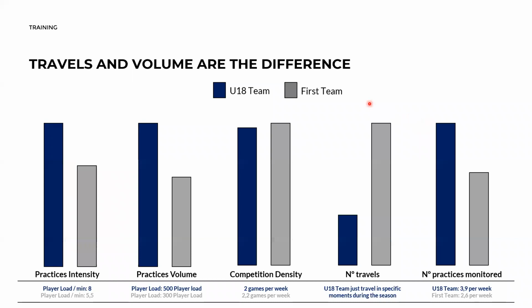So what we have seen is that the main difference between first and under 18 team is that the under 18 team have more volume and intensity during practice. And it's obvious because the audiences are different. And the second difference that we have seen is the trips, the travels. The first team plays 2 or 3 games per week, and they are traveling every week.